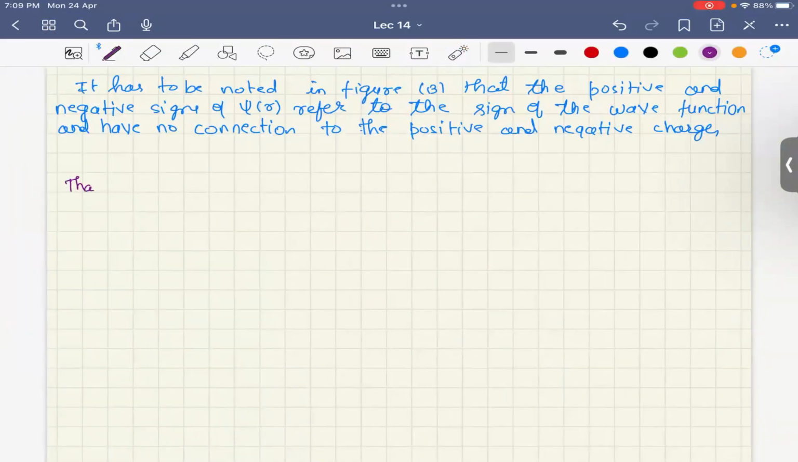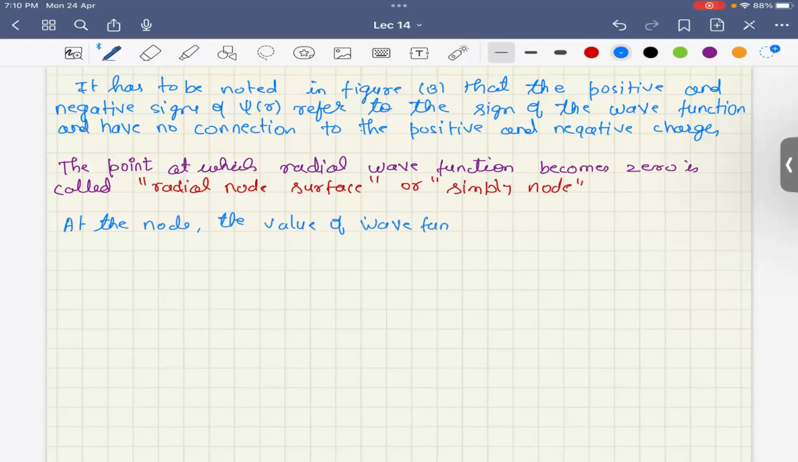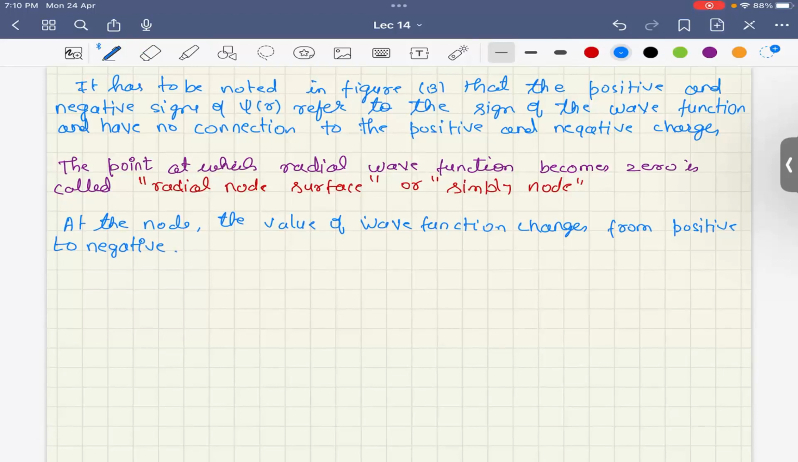The point at which the radial wave function becomes zero is called a node. At the node, the value of the wave function changes from positive to negative. In general, it has been found that ns orbitals have n minus 1 nodes. Similarly, np orbitals have n minus 2 nodes, and so on.